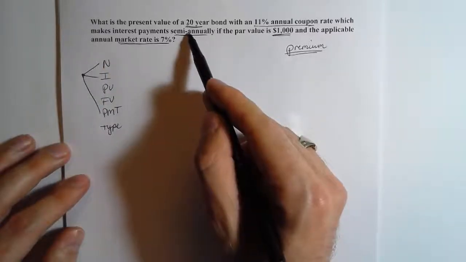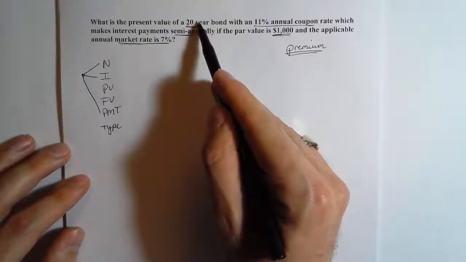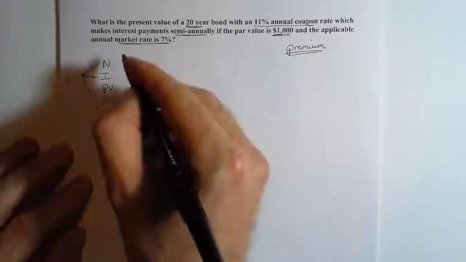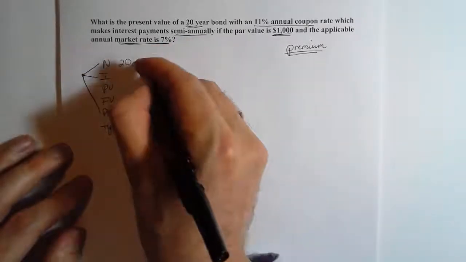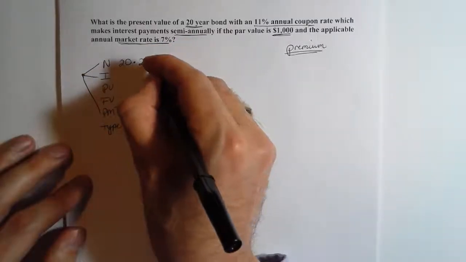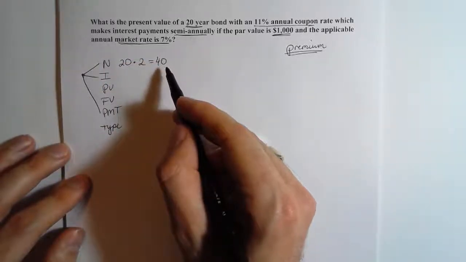Now, there are 2 semi-annual periods per year, and there are 20 years for this bond. So we need the total number of semi-annual periods. So to find that, we're going to take the 20 years and multiply that by the 2 periods per year. So 20 times 2, which gives us 40. So there are 40 periods for this bond.